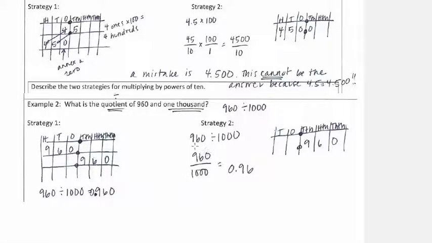Another strategy would be to write this as a division problem, 960 divided by 1,000. Okay, when I divide 960 by 1,000, again, I'm using my place value chart. I'm writing the 0 in this digit into the thousands place, so I see that I have the same answer both ways.